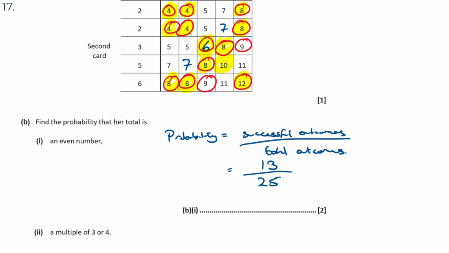11's nope, 7's nope, 5 nope. That's all there is. So how many of those are there? There are 3, 6, 9, 10, 11, 12, 13, 14 of those. So there are 14 out of 25.